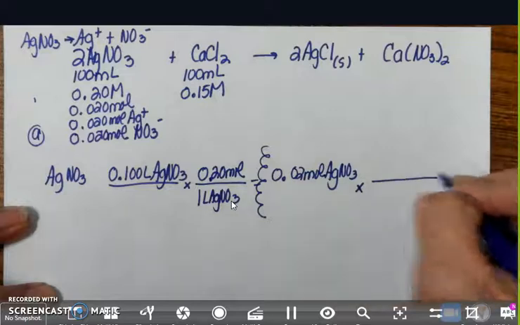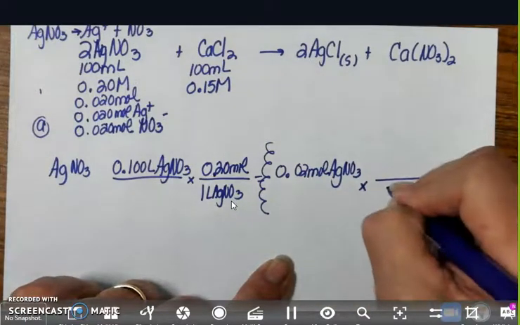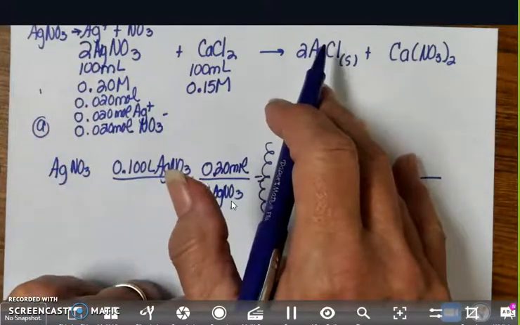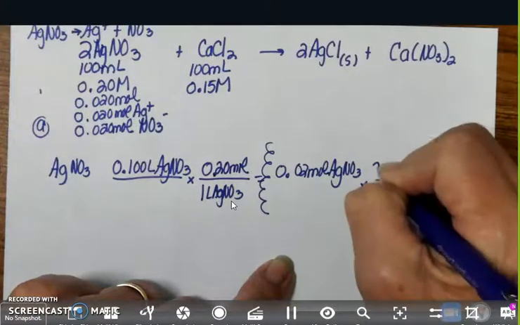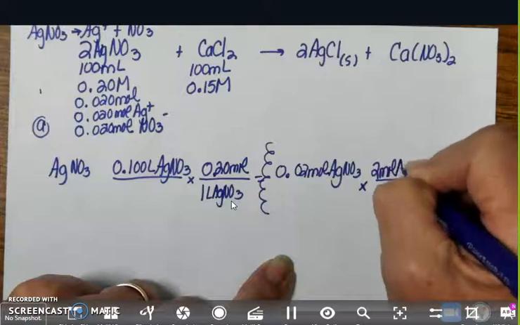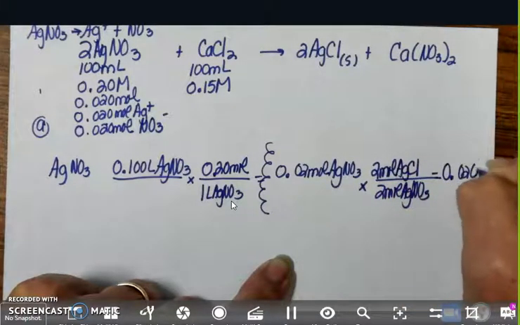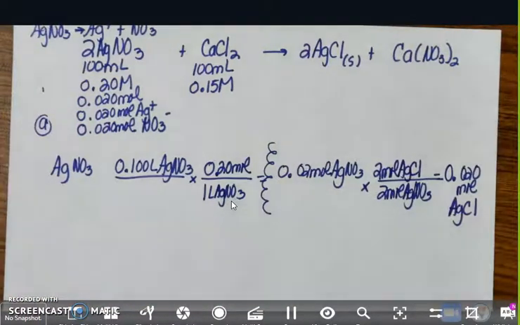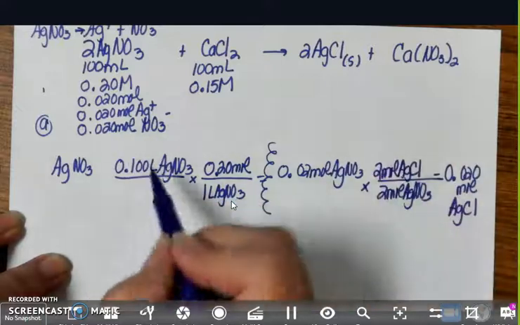Okay. All right. So now what we're going to do is what we always did before. We're just going to go to product. We're going to go to silver chloride. In my equation, for every 2 moles of silver nitrate, I get 2 moles of silver chloride. So I'm just going to write it. You can write 1 to 1 if you want. And that gives me 0.020 mole silver chloride. All I did is what you did in pre-P. I went from here to here. The only new part is that.